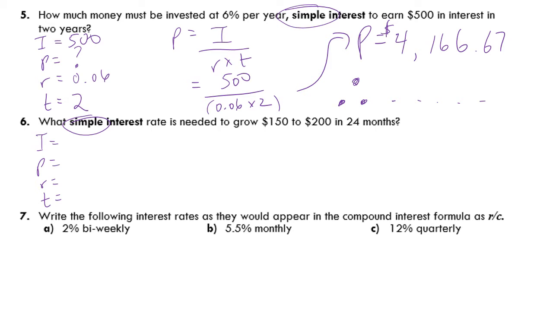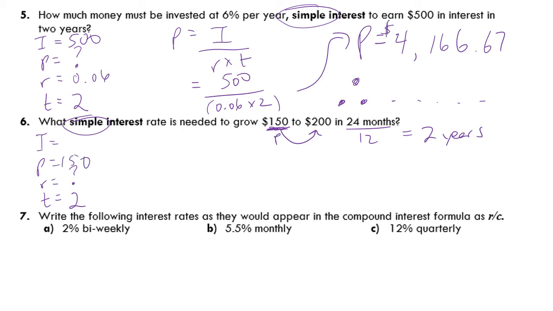If you remember from this first lesson, this is one of those kind of tricky ones. I want to get this to grow to that. So it's asking you for the simple interest rate, so that's R, the time, 24 months. And remember, time always has to be in years. 24 divided by 12 is 2 years. So T equals 2. I start with 150. So my P is 150.